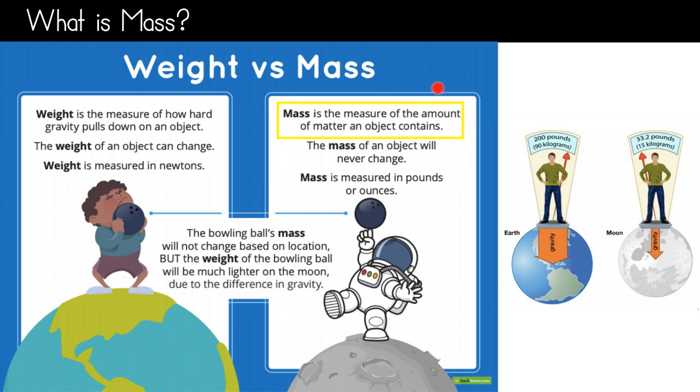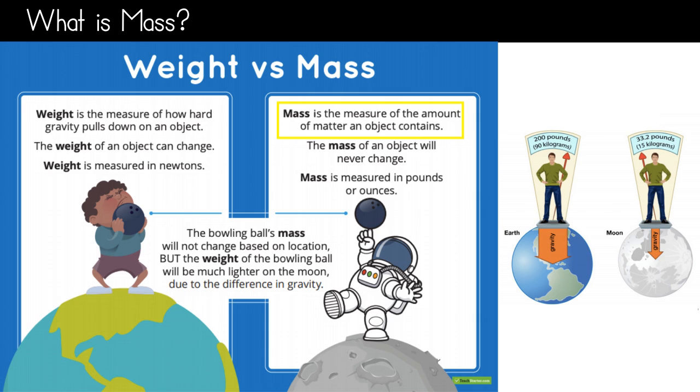Mass is the measure of the amount of matter an object contains. So the mass of an object will never change. Mass is measured in pounds or ounces. So if we go back to our picture over here with the moon and the earth, the man standing here, whatever amount of mass that he has is the same when he goes to the moon. We didn't cut off any arms or legs or anything like that. His mass is exactly the same.